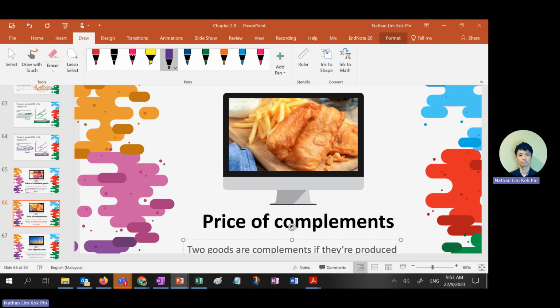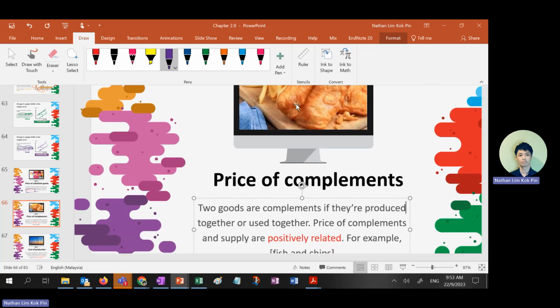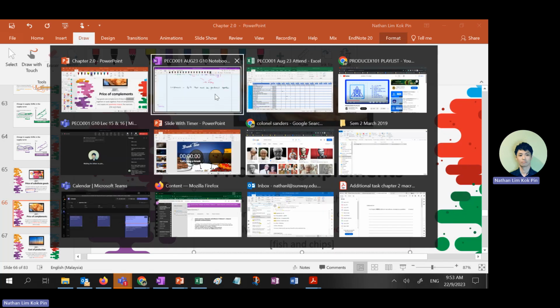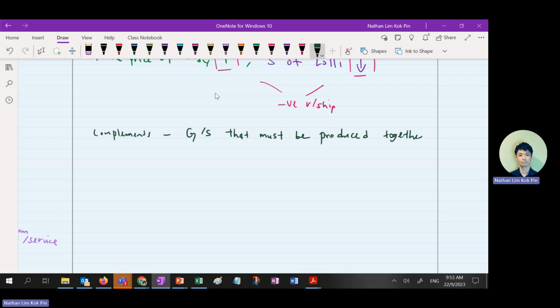Okay, so there's a typo here in my slides. Remember to change it. I always forget to change this. So produced together. So let's look at the fish and chips.